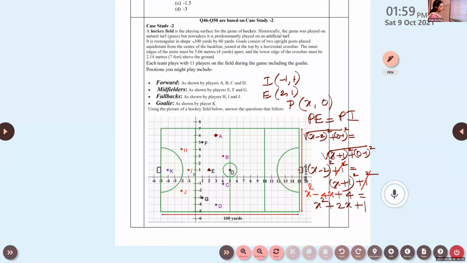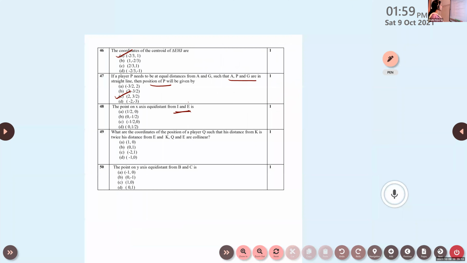Okay, what is the answer? On x-axis, so either A or C. What will be the answer? 1/2, 0. Yes, 1/2, 0. Look at the next one.